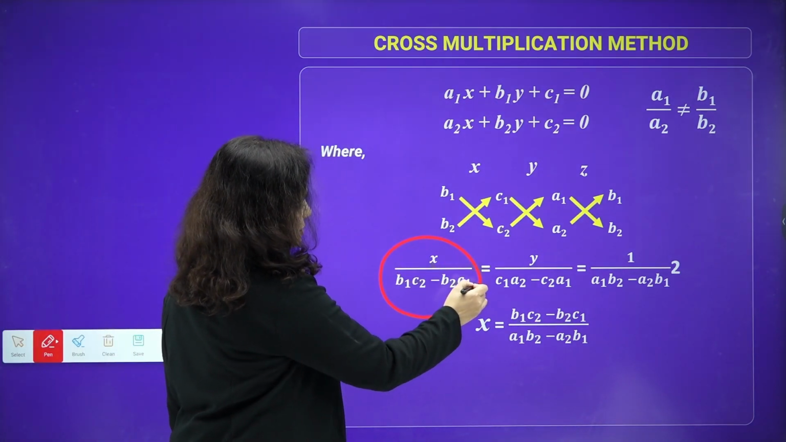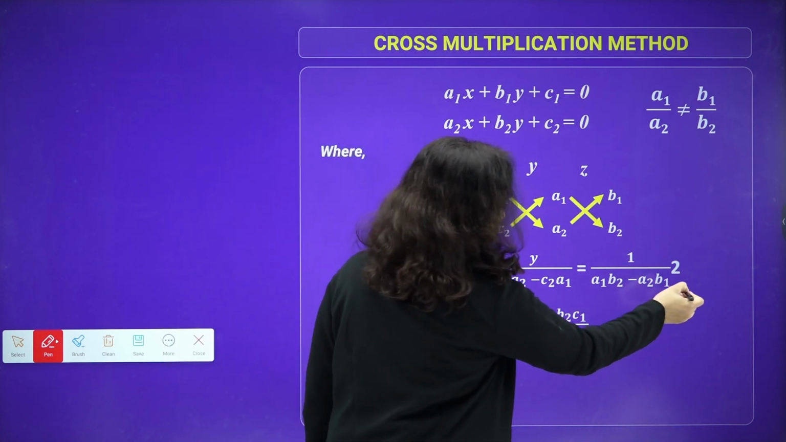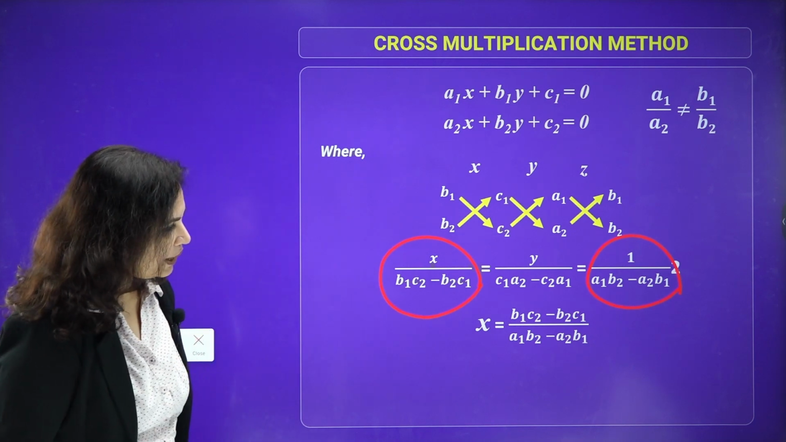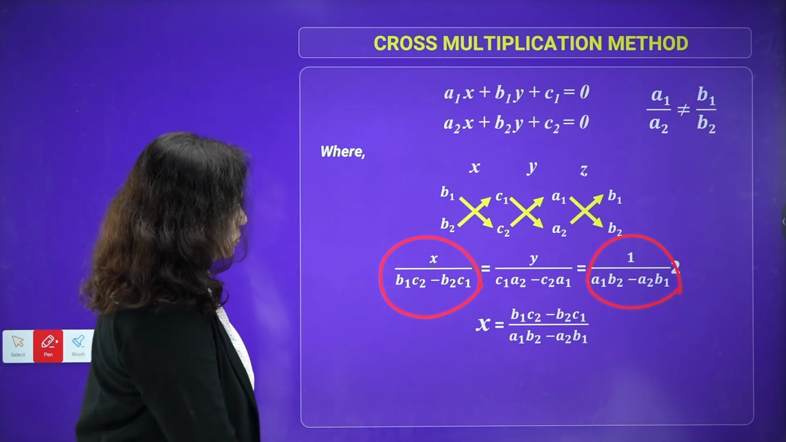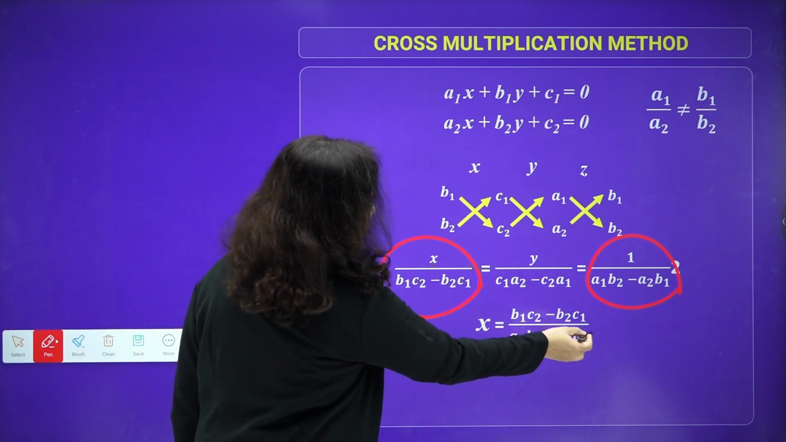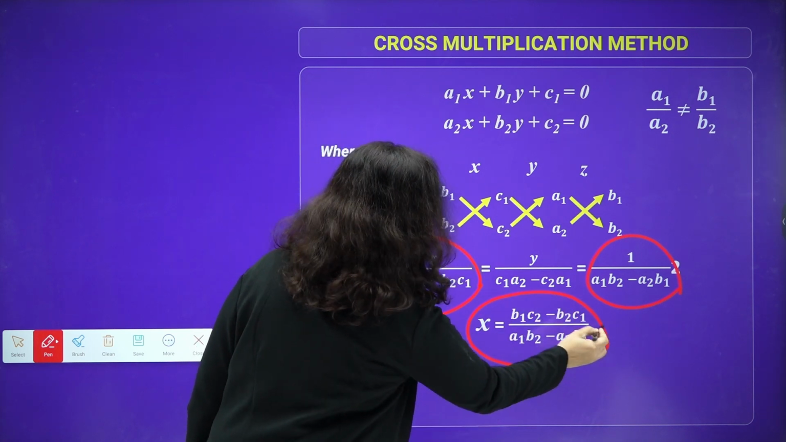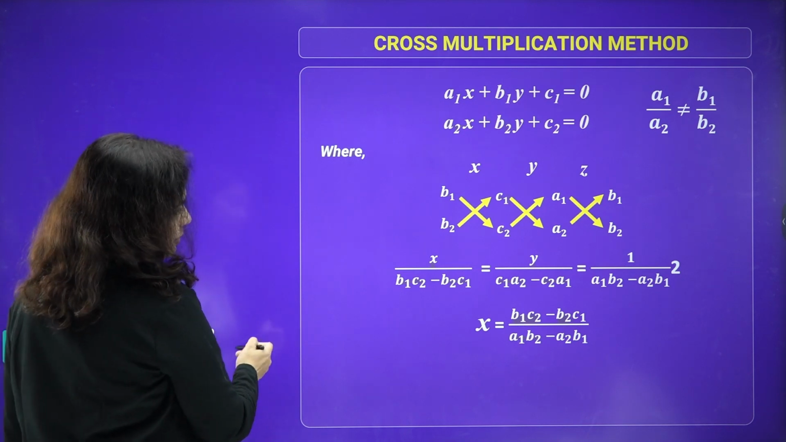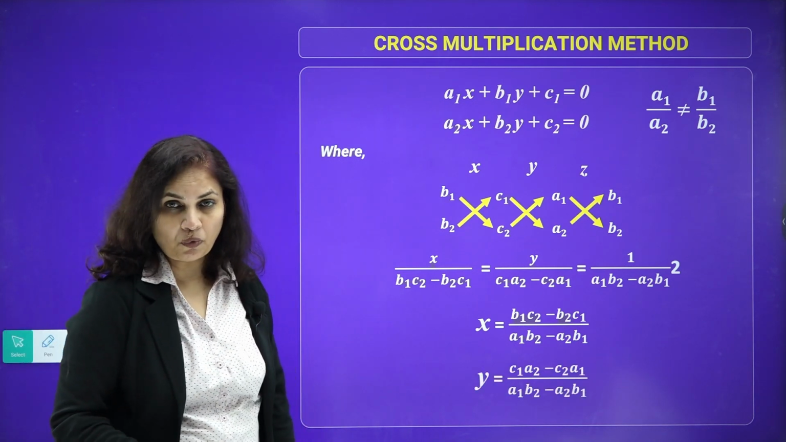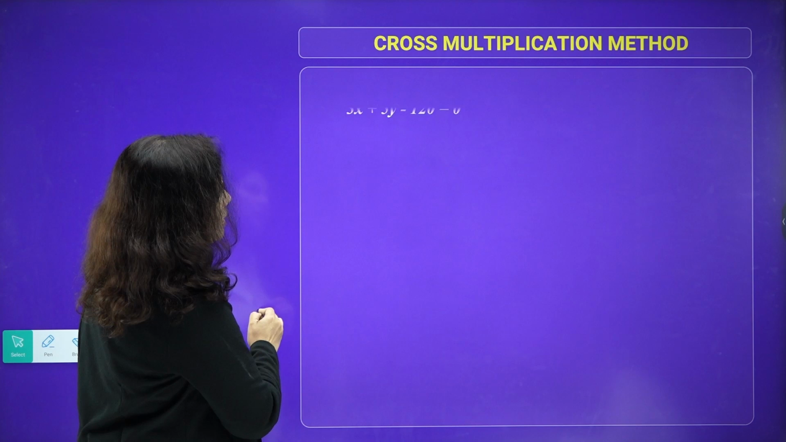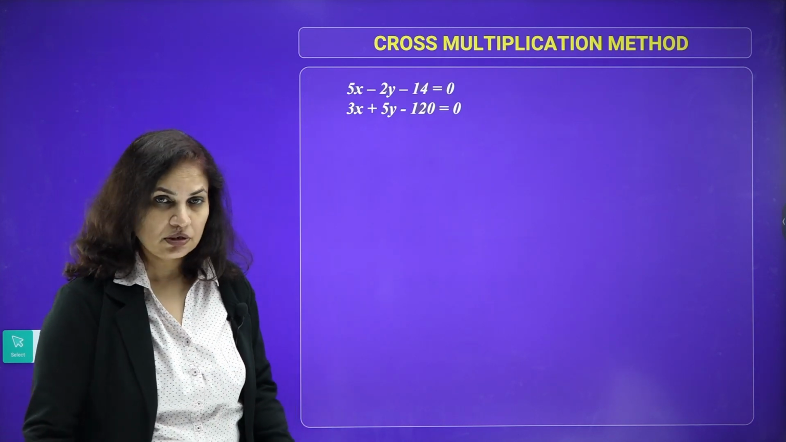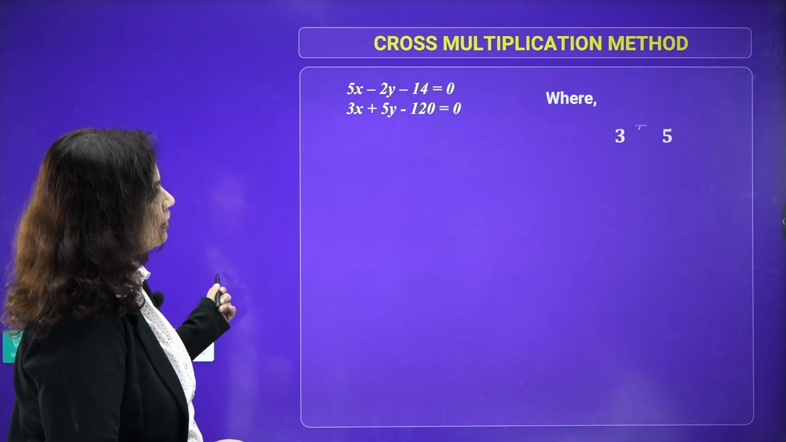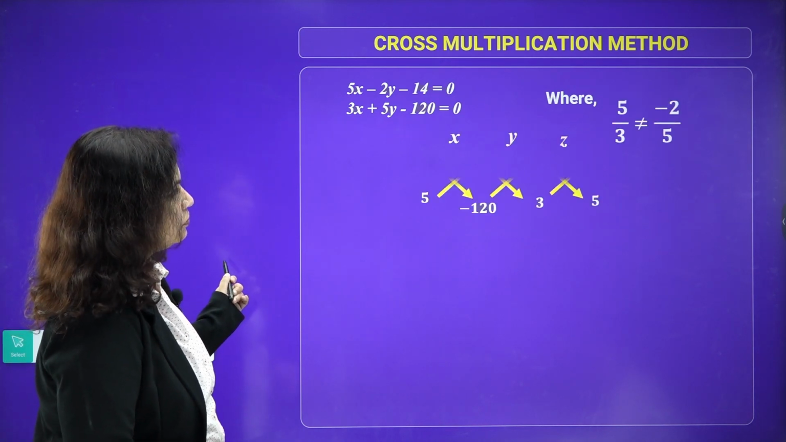X upon B1 C2 minus B2 C1 is also equal to 1 upon A1 B2 minus A2 B1. So by cross multiplying, we will get the value of x. Similarly, in the same way, I will get the value of y. Let us try to understand this with the help of a question. Writing down the values of A1, A2, B1, B2, C1, C2.